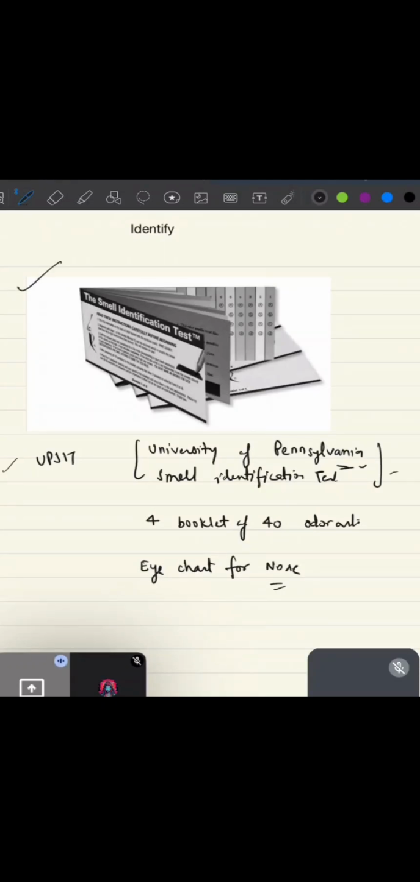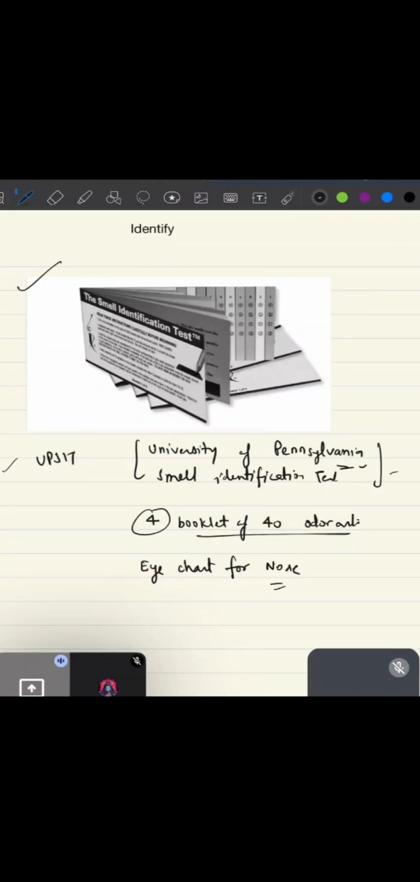Now, one interesting anecdote from this UPSIT, it is very close to my heart. Why? In my viva for DNB, my center was in Nanavati Max Hospital, Juhu. I got this as a table viva, and our examiner gave it to me. Okay, tell me what it is. I was very happy. I knew that this is UPSIT. Somehow I recalled that this is the University of Pennsylvania smell identification test. Now the questions started. How many booklets are there? All those things. I was pushing, hesitating, and was able to come to the answer.